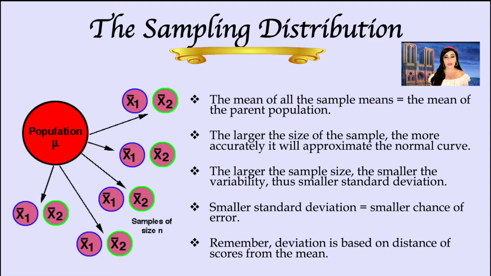We also know that if we have a smaller standard deviation, we also have a smaller chance of error. And remember, when we talk about deviation, deviation means how far a particular score deviates or is different from our mean. If those deviations are smaller, it means that there's less room for error. In a sampling distribution, deviation refers to the distance of the sample mean from the population mean.